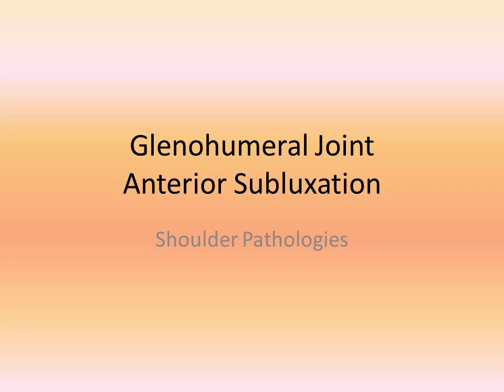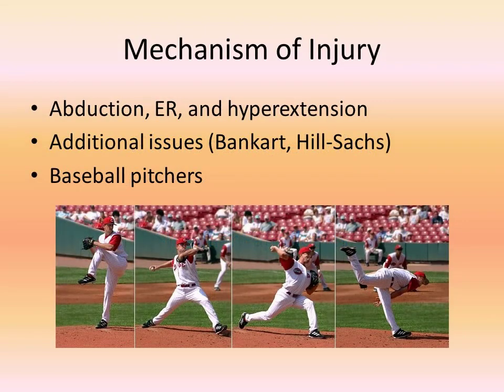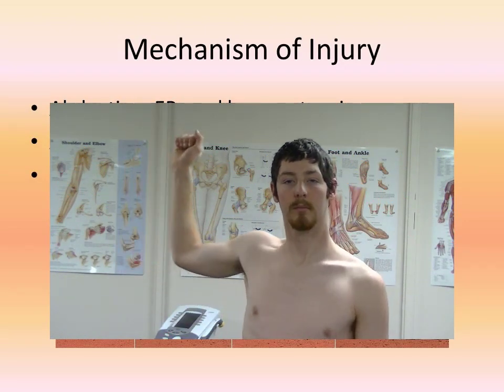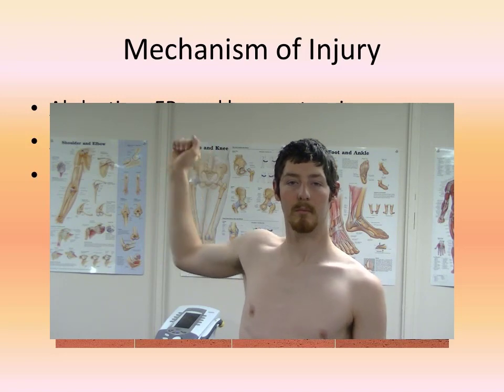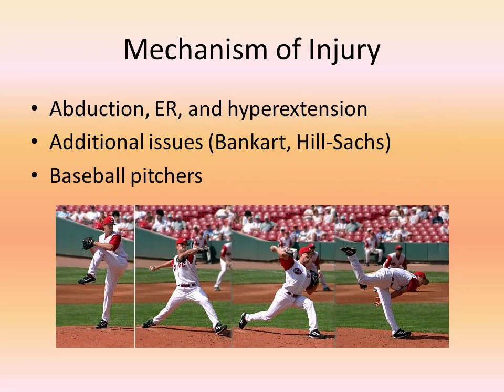A glenohumeral joint anterior subluxation is usually going to occur when there is a history of recurrent dislocation and/or subluxation. Mechanism of injury can be abduction, hyperextension, and external rotation. There may be additional issues contributing to the mechanism that allow the humeral head to slip anteriorly, such as a Bankart lesion or a Hill-Sachs lesion.